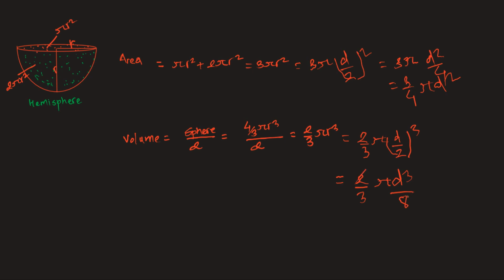2 times 4 is 8, so we got pi d cube over 12. In this way we can find the volume of hemisphere.